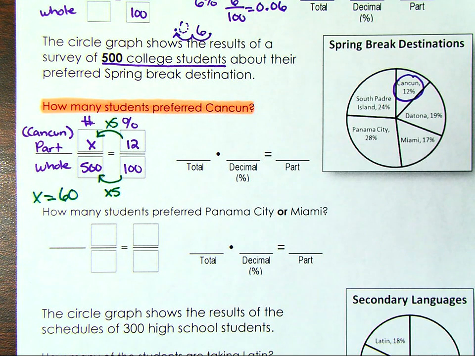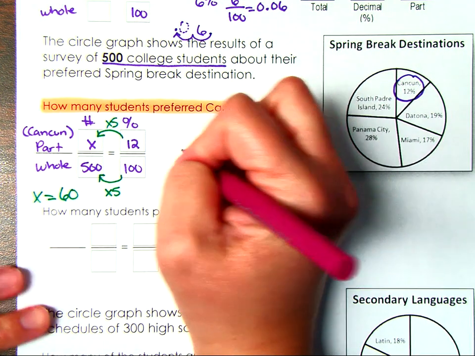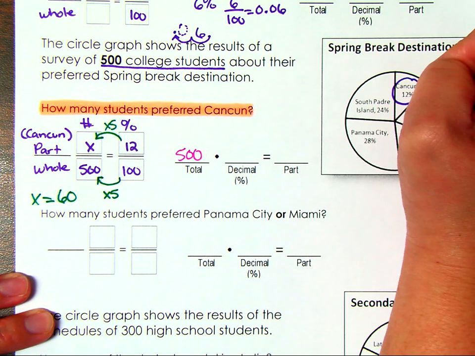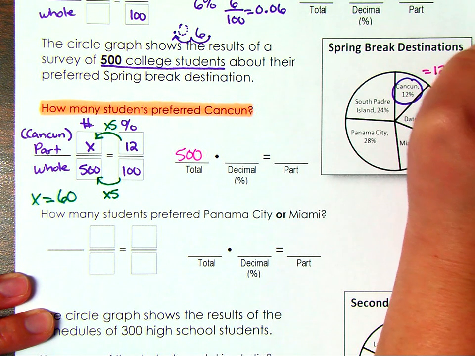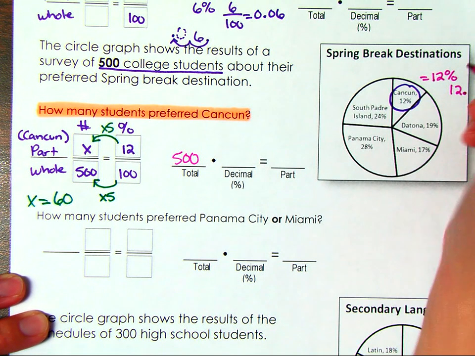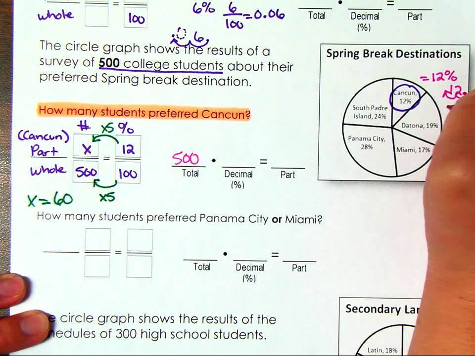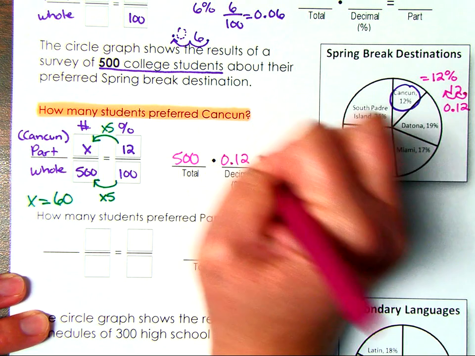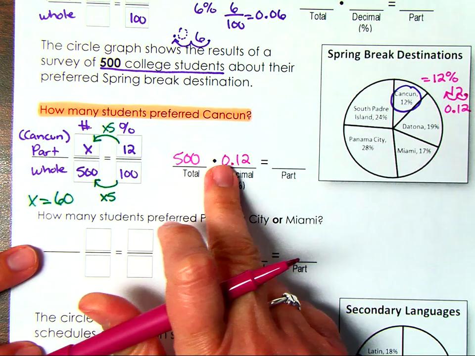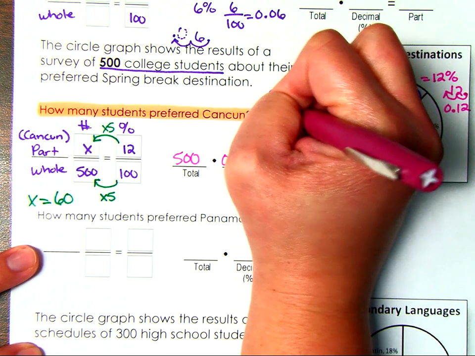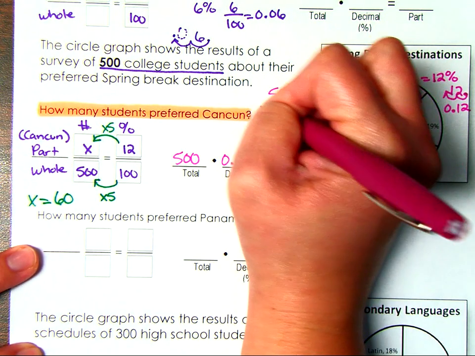Let me show you how that works with the decimal. We had a total of 500 students. 12% is equal to, to change to a decimal, we drop the percent sign, put our decimal at the back, and move twice to the left. So that's 12 hundredths. You are going to have to know how to do this without a calculator. So you would say 500 times 0.12.